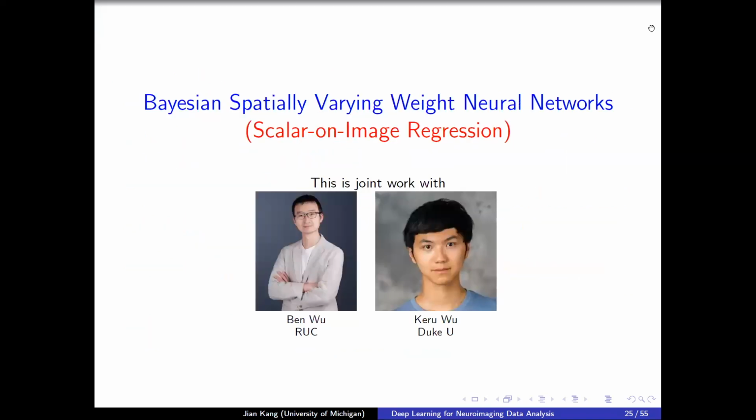So then for the next one, we will talk about the other idea of how we use deep neural networks to do scalar on image regression, which is a slightly different kind of use of the neural network. By the way, this is joint work with my former postdoc, who is currently at Renmin University of China, and also a visiting student from Duke.